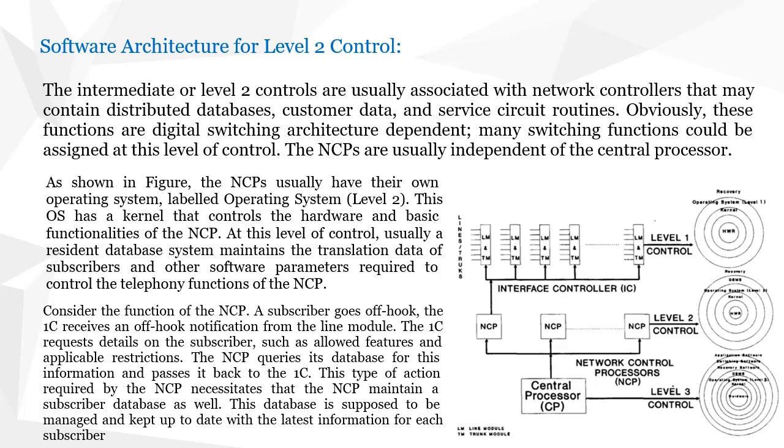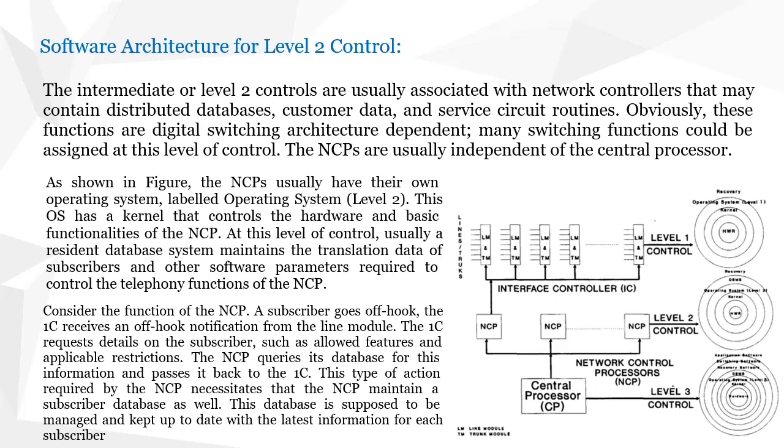Now the level 1 controller requests details of the subscriber such as allowed features and applicable restrictions. So level 1 doesn't know what kind of features are allowed for the subscriber. Now, the network control processor queries its database for this information and passes it back to the level 1 controller. So, level 1 requests to level 2, and the network control processor, which has the database with all this information, will query its database and send the relevant information to the level 1 control.